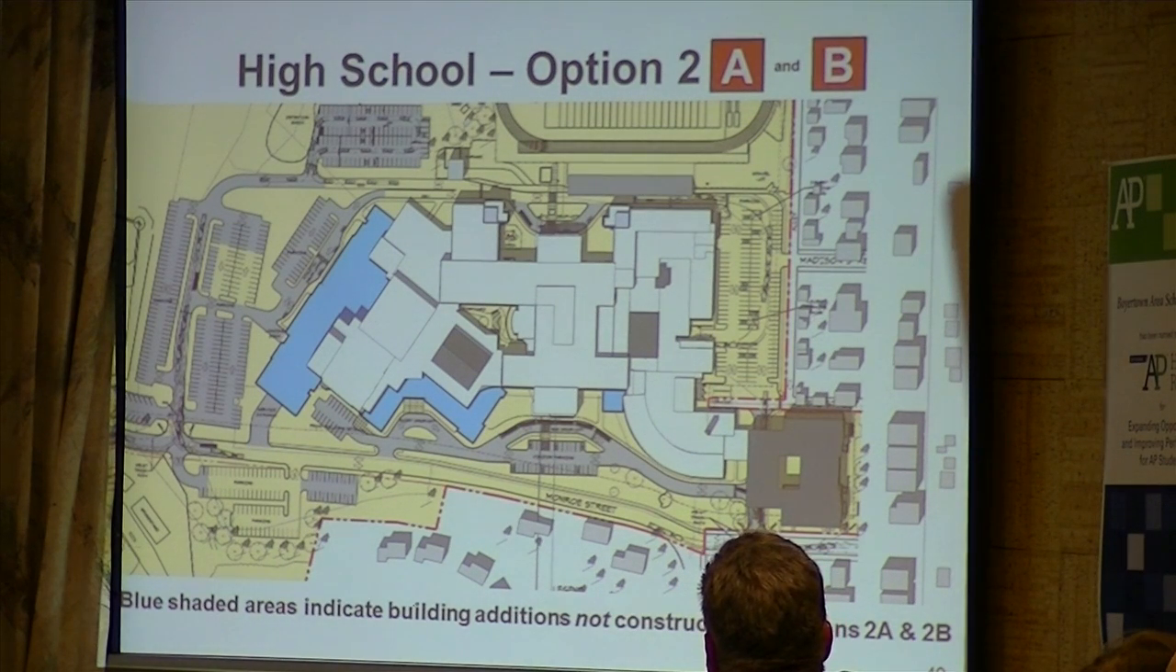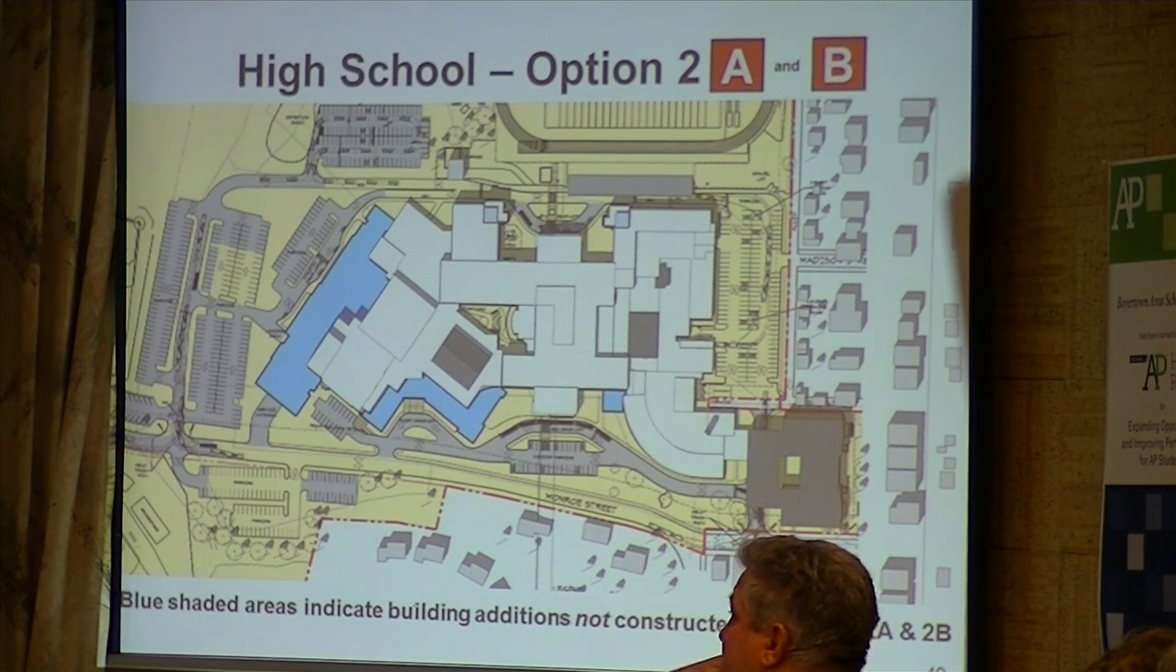I think this slide then shows the areas that would not be constructed in option 2A and 2B. By utilizing the 3 stories of the existing building, we would reduce these additions that are now proposed to the existing building. The ones in blue.